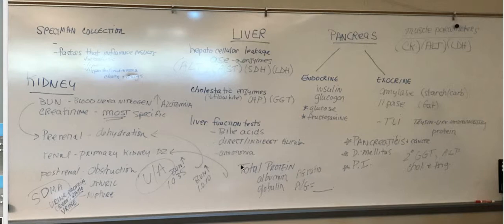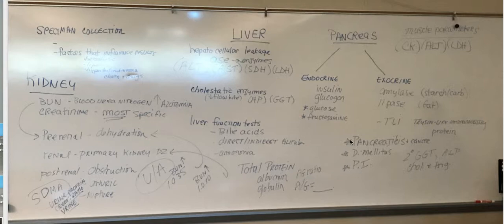I also put total protein under the liver because most proteins are manufactured in the liver. So total protein is a parameter, and albumin and globulin make up total protein. If you have an AG ratio, that would be your ratio of albumin to globulin, and that would also be a part of your chemistry test.